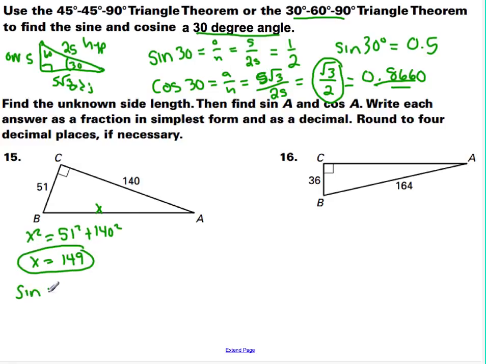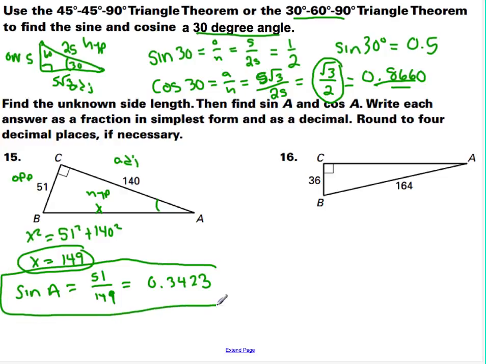Next, we'll find the sine of A. From A, this will be the opposite side. This is the adjacent side. And this down here is my hypotenuse. So the sine of A is going to equal the opposite, which is 51, over the hypotenuse, which is 149. As a decimal, that would be 0.3423 to 4 decimal places. So this is the exact, and this is the decimal representation. Maybe I'll just circle this whole thing here. That'd be fairly useful.